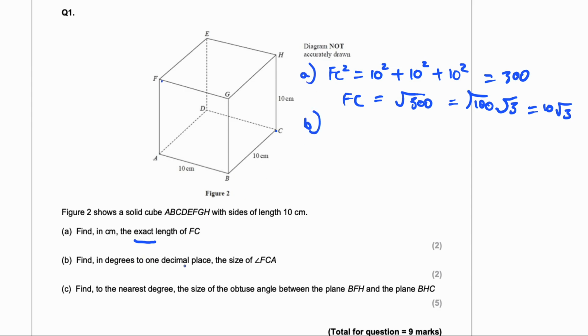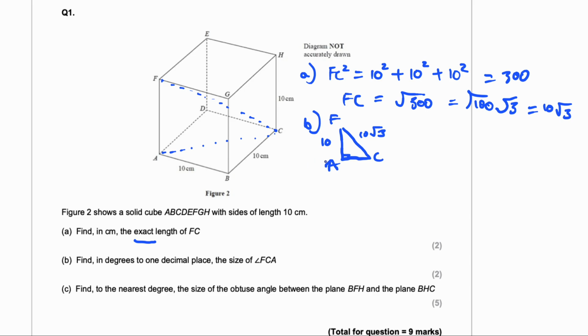Find in degrees to one decimal place the size of angle FCA. So FC is the long diagonal, and we're going to draw AC as well. So this is the triangle we're looking at. It's always a good idea to pull the triangle out of the question. So FCA is our right angle. Now we know that FC is 10 root 3. And we know that FA is 10 because it's the height.